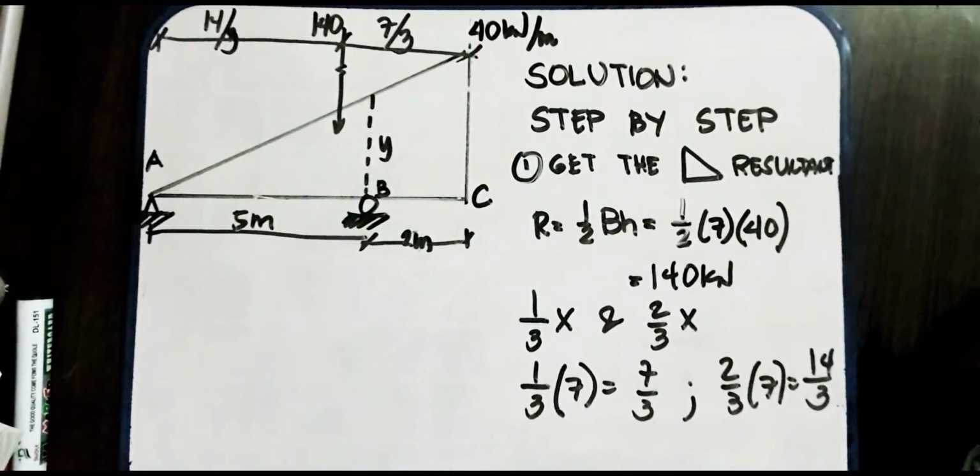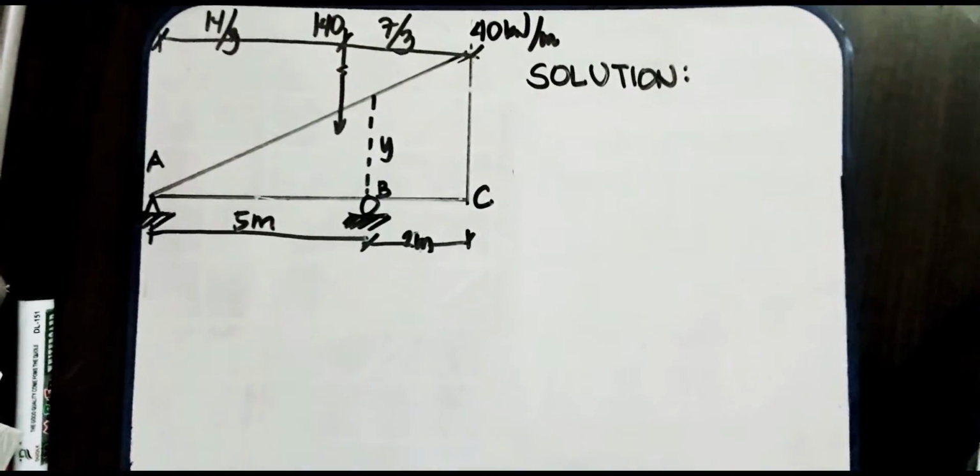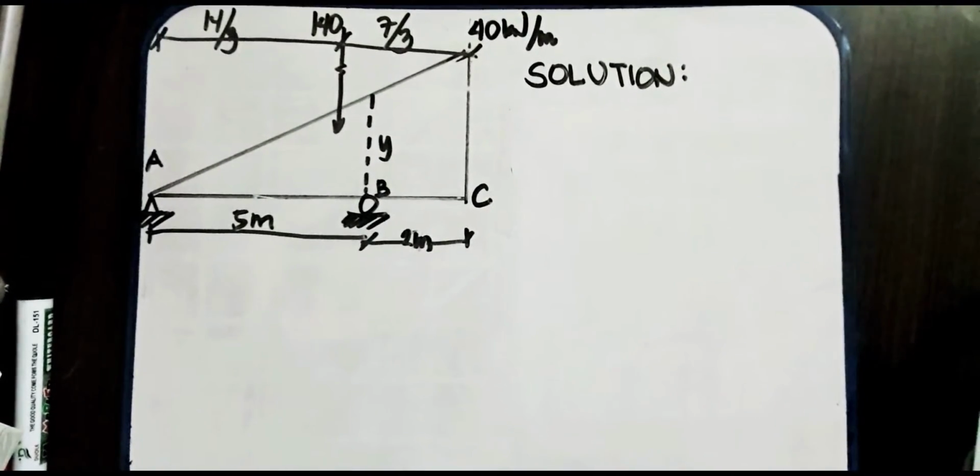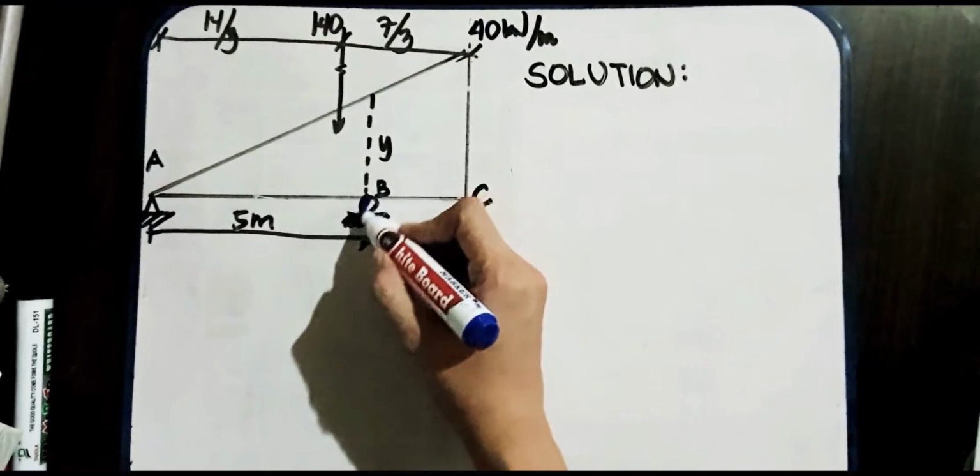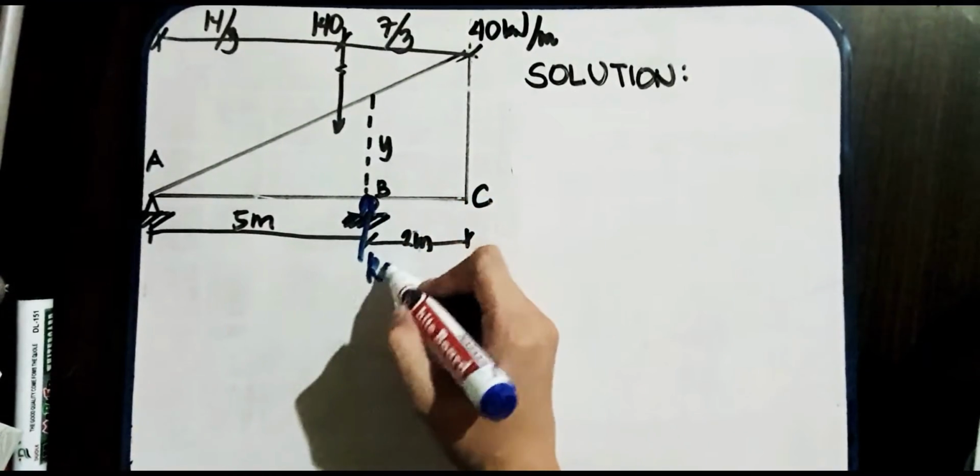Next, kunin na natin yung reaction. So, paano kumuha ng reaction? Ito. This is your RB and this is your RA. Okay, pwede ka mag-summation moment kahit saan dyan as long as makuha natin yung proper resultant natin or reactions natin pala dyan.